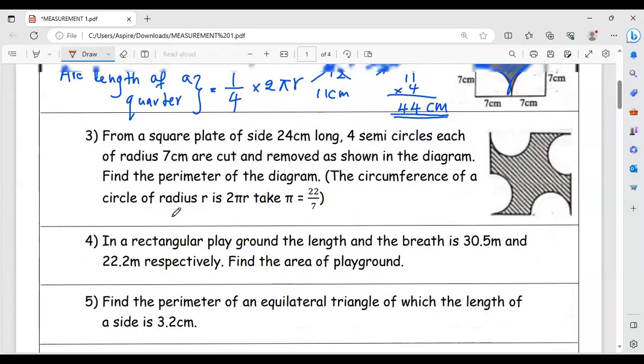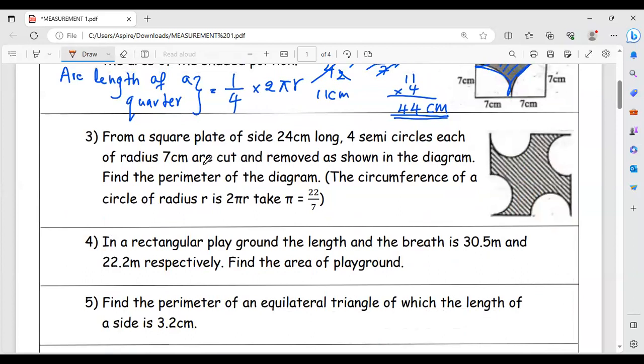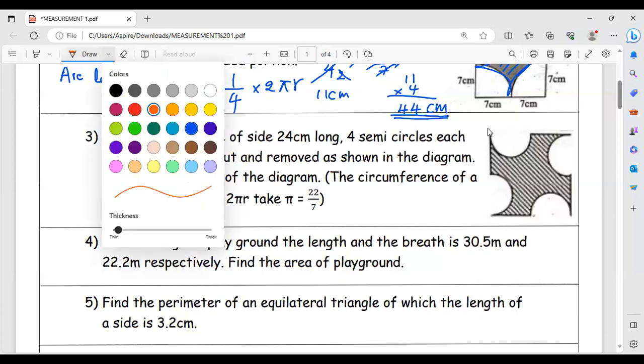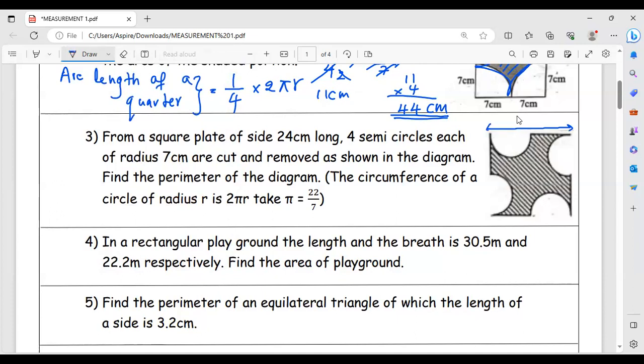Third question. From a square plate of side 24 centimeters, here it is given that the side length of this square is 24 centimeters long. 4 semicircles, each of radius 7 centimeters, are cut and removed as shown in the diagram. Each of these radii is 7 centimeters. Find the perimeter of the diagram.